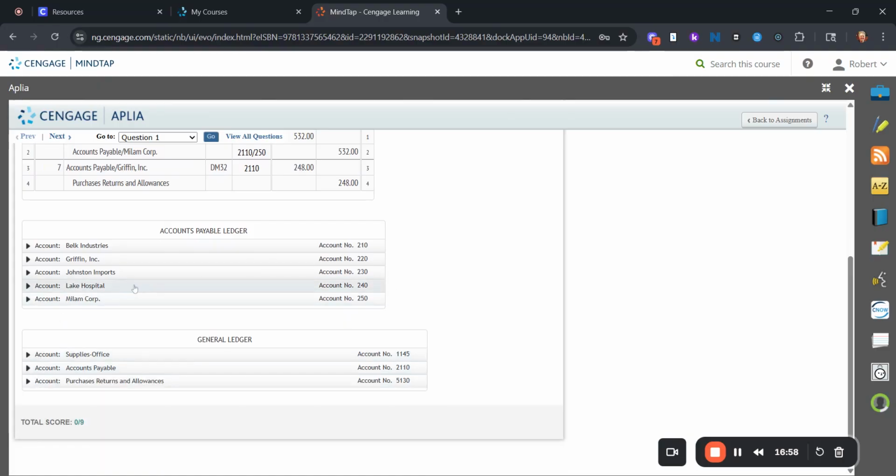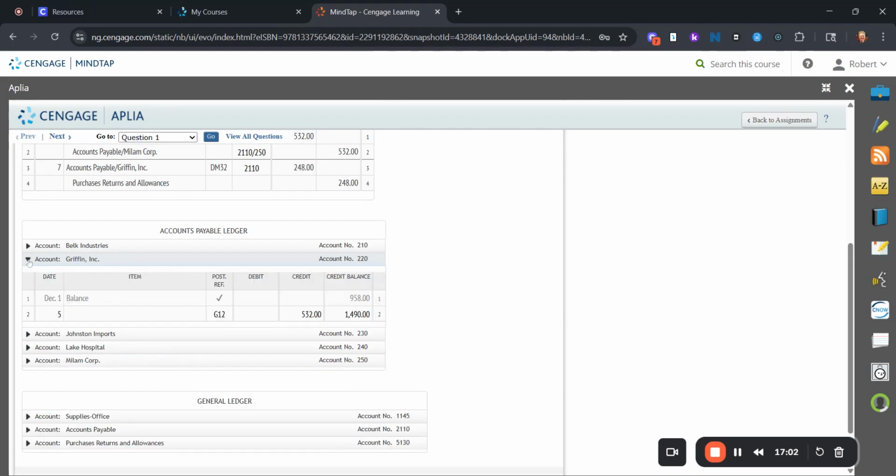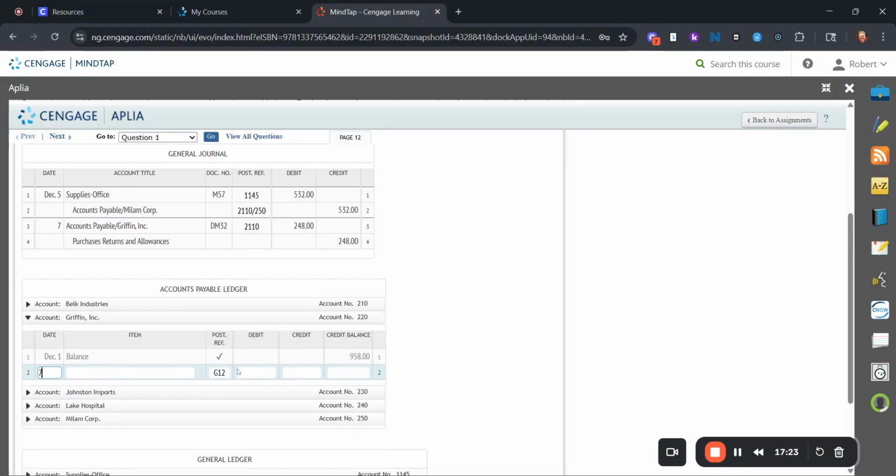So we'll close that, and now we're going to get to Griffin, and I still need to fix that mistake that I put in earlier. Get rid of those. Okay. So the 7th, still G12. Now we have a debit entry of 248. So credit balance, debit entry, so subtract. So 958 minus 248. Brings the balance down to $710 for credit. We've got the account number 220. So we'll click back up there, put that slash mark in there. 220.